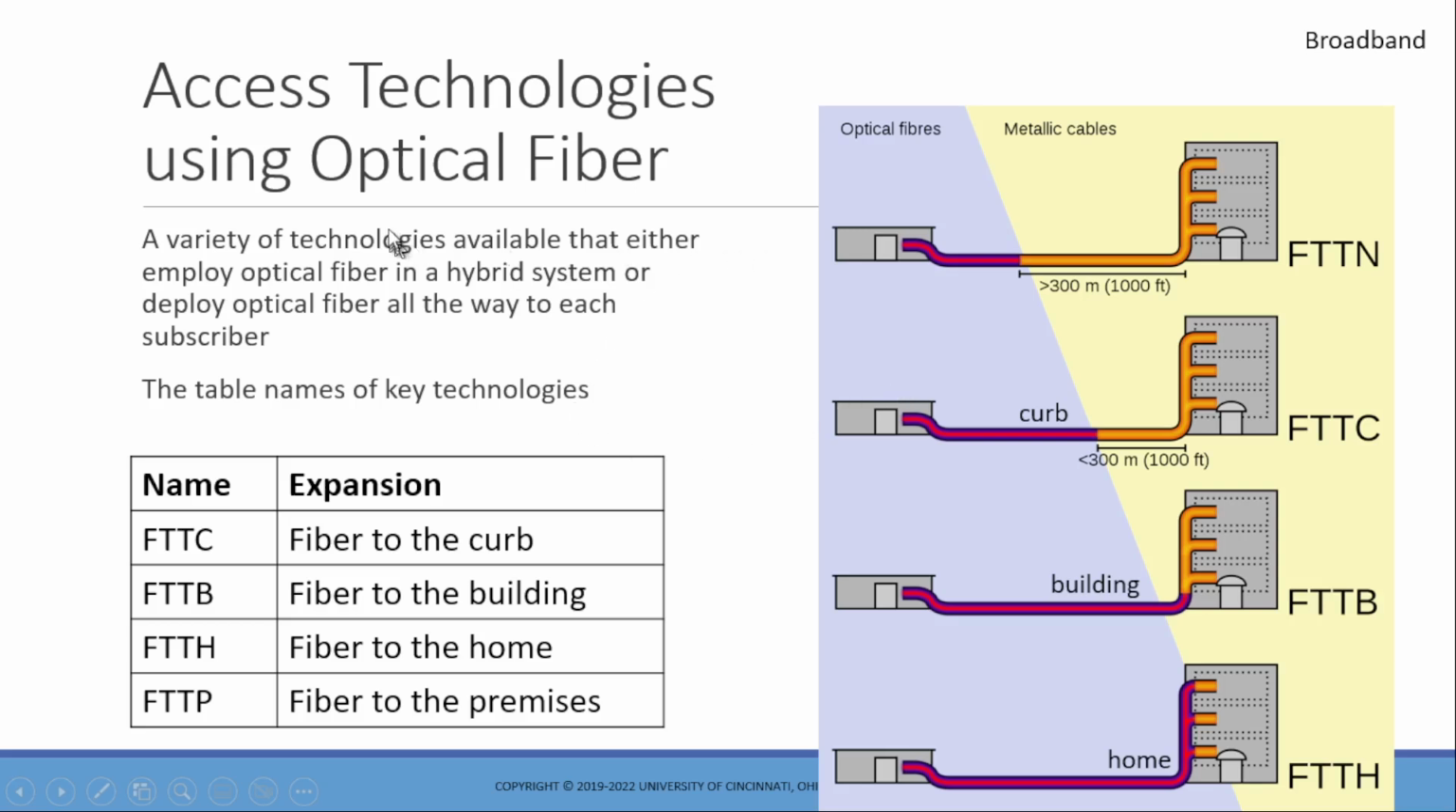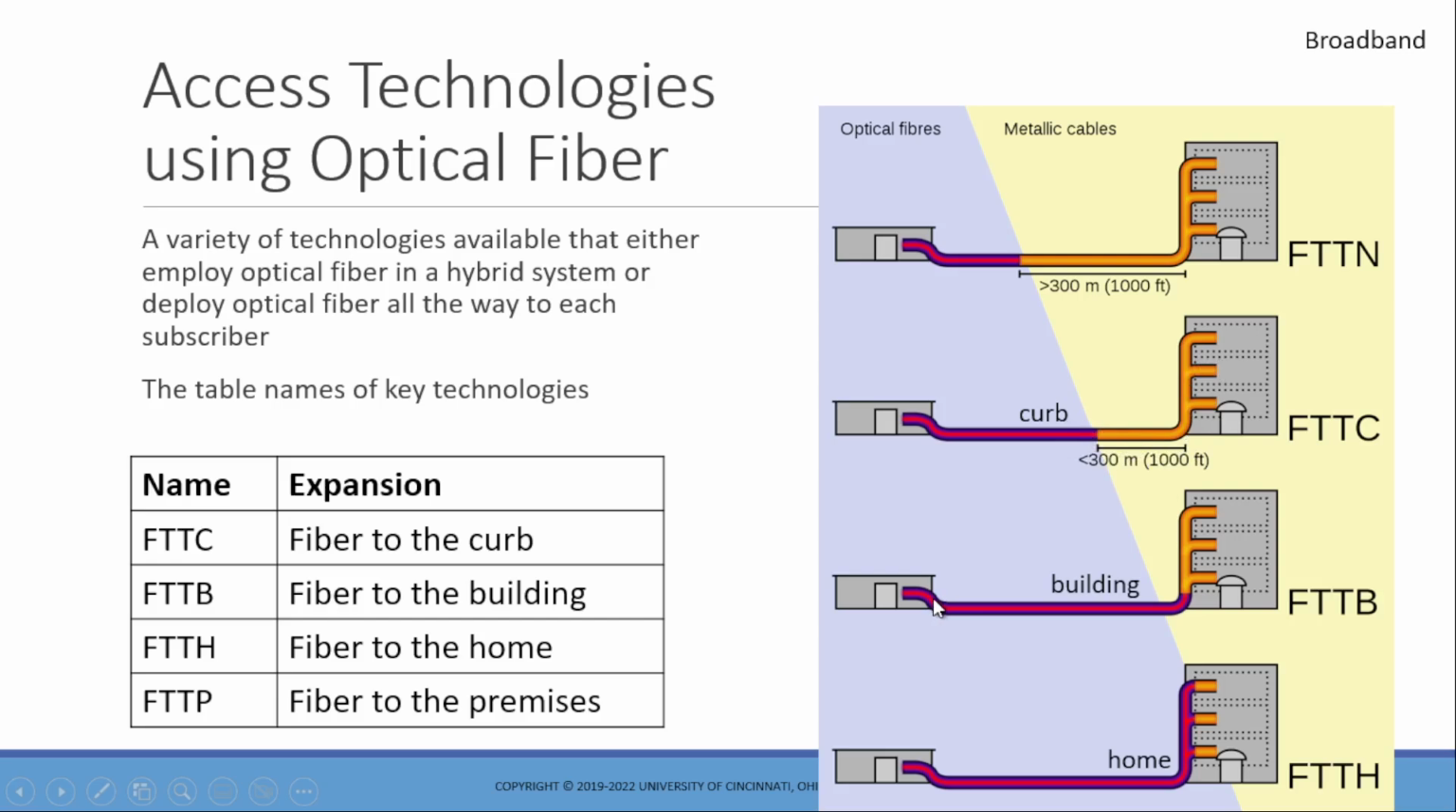So using fiber, we have a lot of different ways to use fiber. We can have fiber from the ISP to the trunk, and then from the trunk using coax cable into your house. Here's one option. Or we can do fiber from the ISP to the curb, right outside your house, and then coax from the curb into your house.